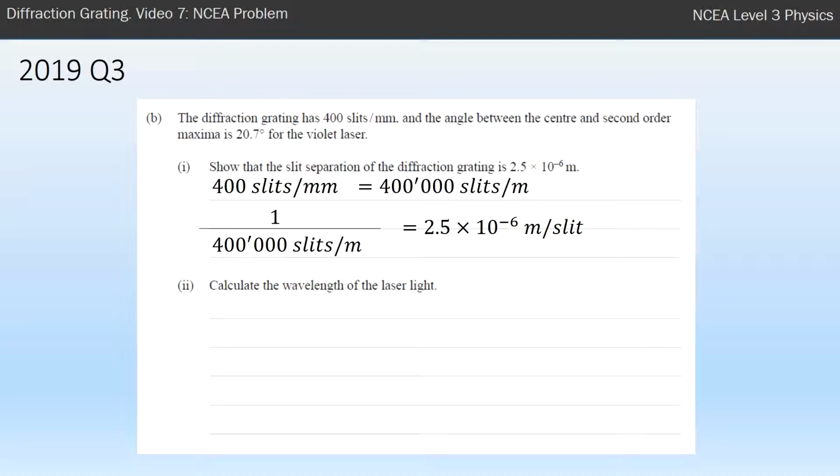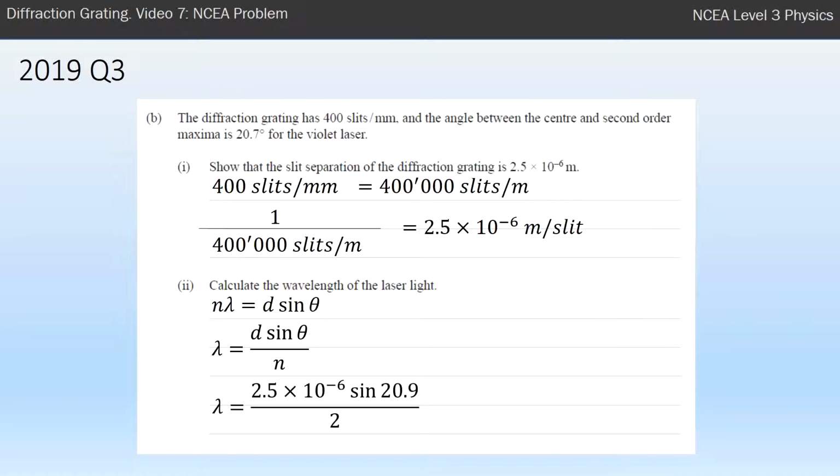I calculate the wavelength of the laser light. I'm going to use the same formula that I started with in part A, and I need to find the wavelength, so I'm going to divide both sides by n. They've given me n is 2 because we're looking between the center and the second order maxima. So I put all my numbers in, my angle, sine 20.9, and divide by 2. That gives me 4.46 by 10 to the minus 7. I'm okay with that as my answer, but I'm just used to thinking of light in nanometers, so I'll put that into 446 nanometers. Both answers are considered correct.